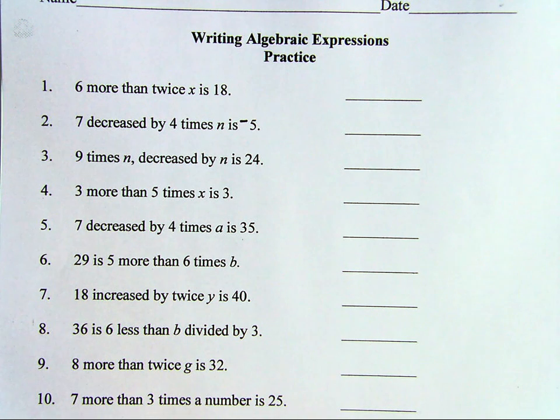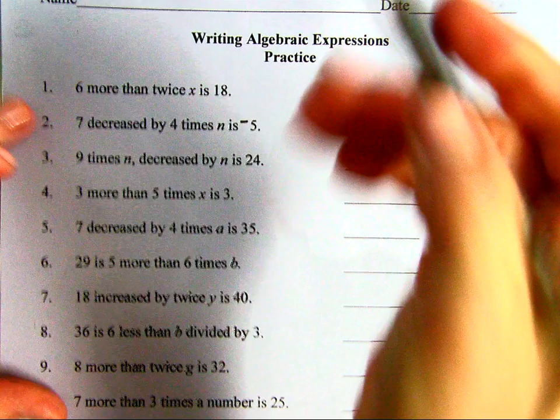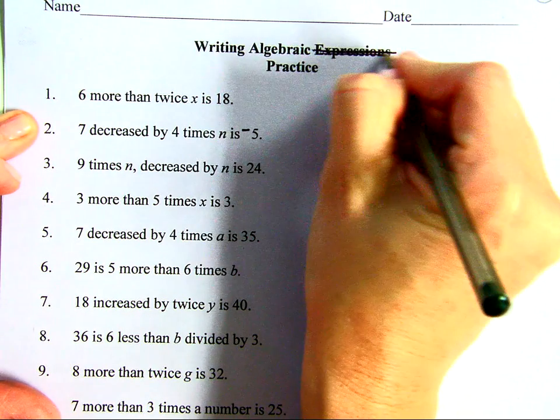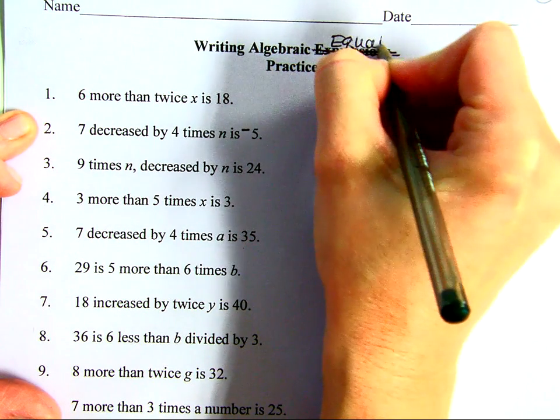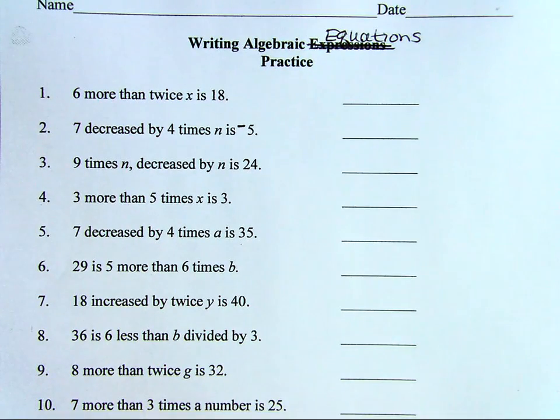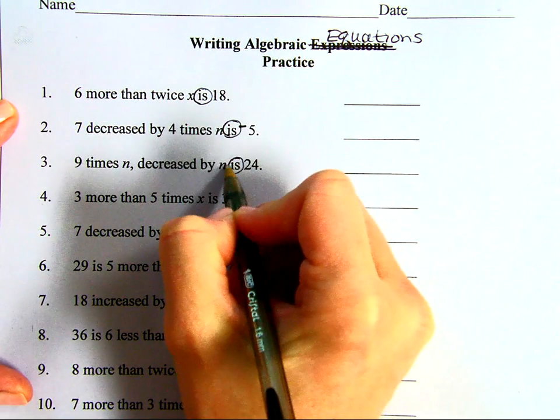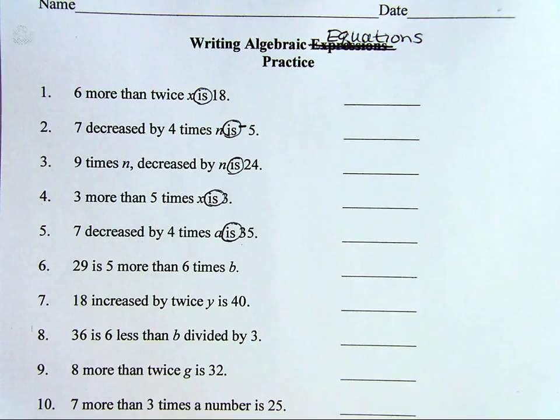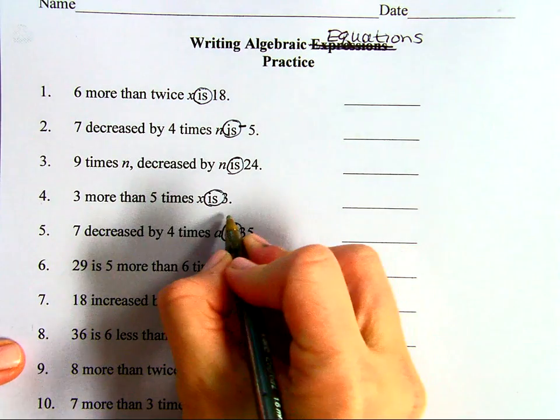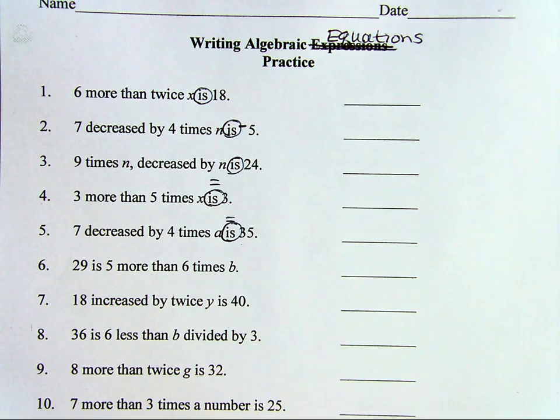What you have in front of you now, we just did algebraic expressions. This should be writing, I want you to cross that word off and put equations. Because what word do you see in every one of these problems? Is. And is means what sign and what symbol? Equals. And when you see an equal sign, it's no longer an expression, it's an equation. And when you have an equation, you end up solving for the unknown.